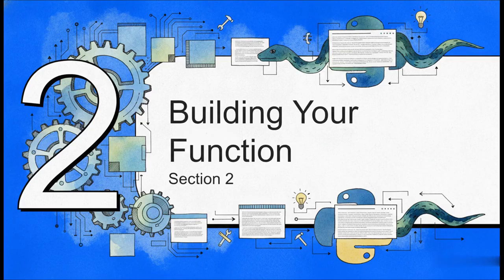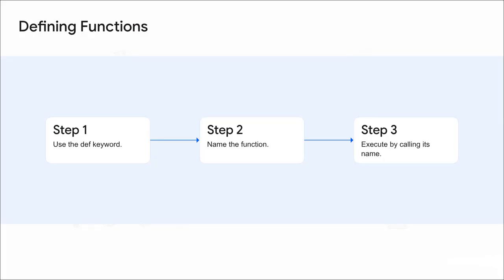Moving right along to Section 2, building your first function. Building these tools in Python is actually a very straightforward process. Step 1 is just using the def keyword, which is simply short for define. You type def, followed right away by step 2, which is naming your function. And a quick tip here, choose a name that clearly describes exactly what the task is.